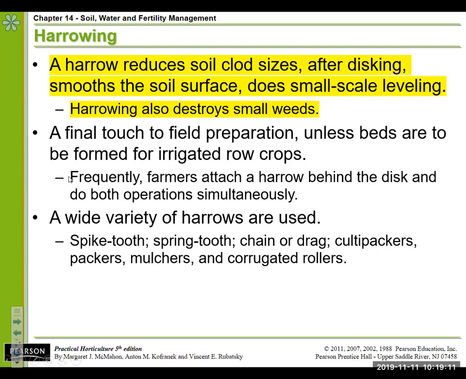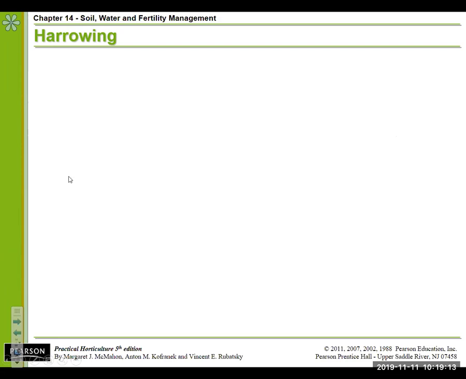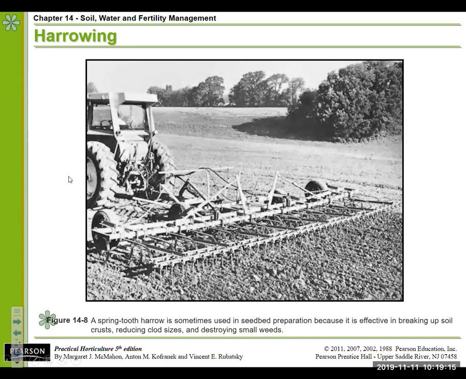So we plow, we disc, we may harrow, and here is a spring tooth harrow pictured here, which we're using for seed bed preparation, because basically as it springs up, it applies more pressure down to reduce the clod sizes, breaking up soil crust and also destroying small weeds.